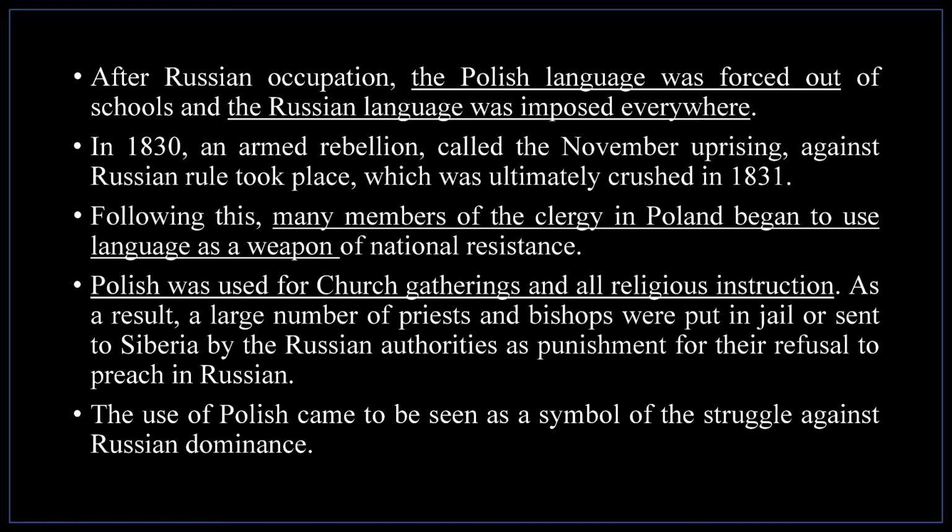As you remember, Poland had been completely taken over by the various powerful European nations after the Congress of Vienna. However, the people were determined to reclaim their identity. We will now see how the Polish language was used to counter Russian rule over occupied Poland. After Russian occupation, the Polish language was forced out of schools and the Russian language was imposed everywhere. In 1830, an armed rebellion called the November Uprising took place against the Russians. However, this rebellion was ultimately crushed in early 1831.